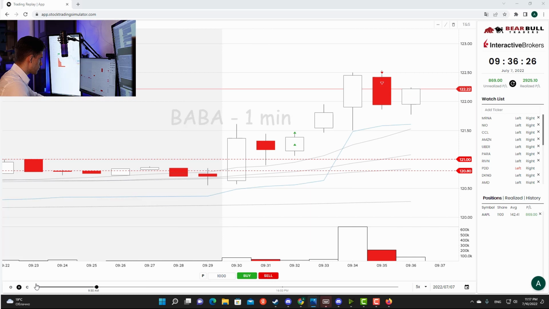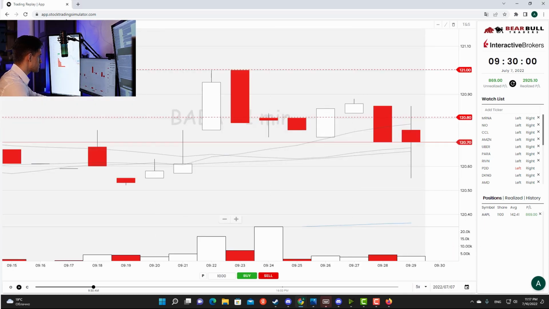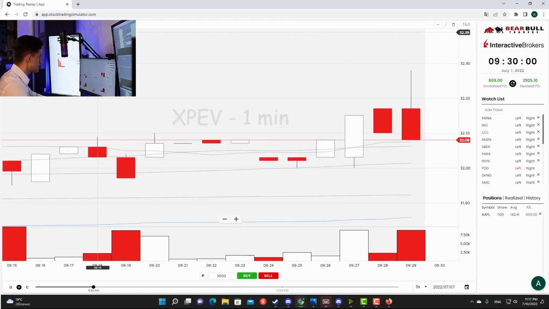Alright guys, so let me show you one more example and we will be done for today. Another trade actually executed on the same day, and it was on XPEV. And let's start with the same thing.